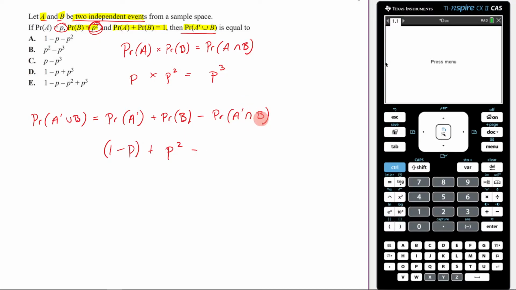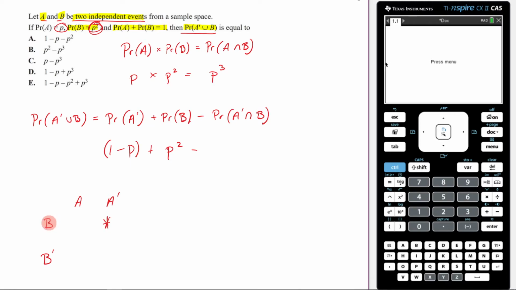Now, this is the tricky one here. And there's a couple of different ways you could go about it. We could just use our Karnaugh map if we wanted to answer this. So you could say, all right, I've got A and A complement. I've got B and B complement. Now, what do I want? I want A intersection B. A complement intersection B. I want this one right here.